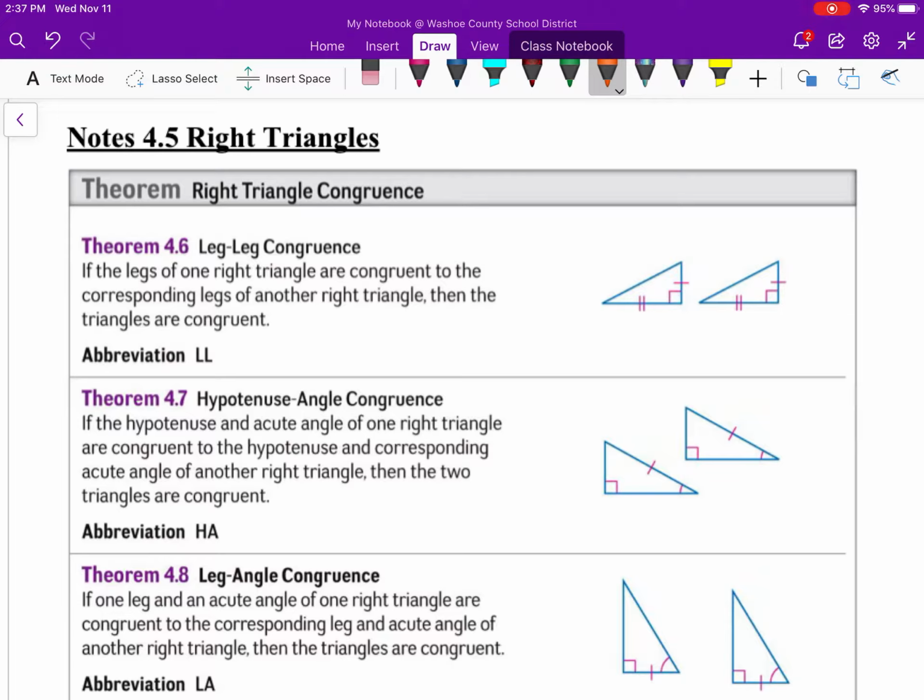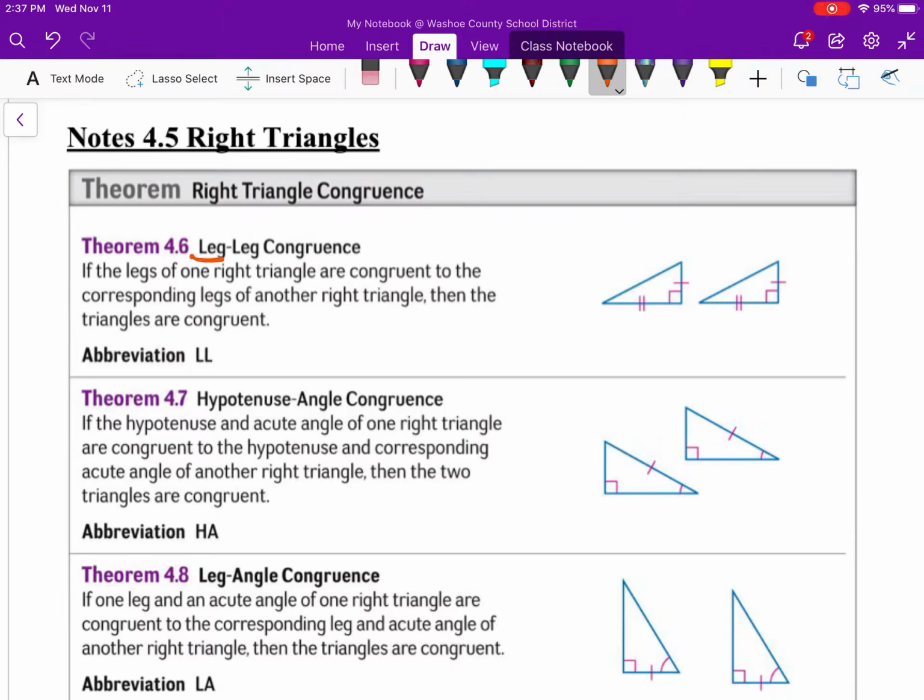Alright, this section of notes combines 4.5 and 4.6. 4.5, these are congruence theorems for just right triangles. And a lot of these are going to look familiar because we've done something similar. These are just special names for right triangles.